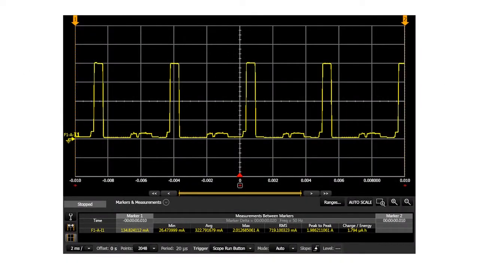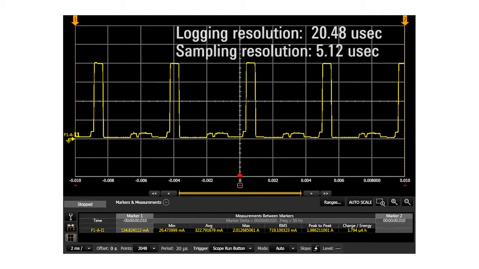Seamless measurement ranging provides accurate current measurement of signals spanning from nanoamps to amps in one continuous logging measurement. This eliminates the dynamic range and accuracy limitations of conventional fixed-range instrumentation. A logging resolution of up to 20.48 microseconds and underlying sampling resolution of 5.12 microseconds assures accurate measurement for most pulsed signals that you are likely to encounter.